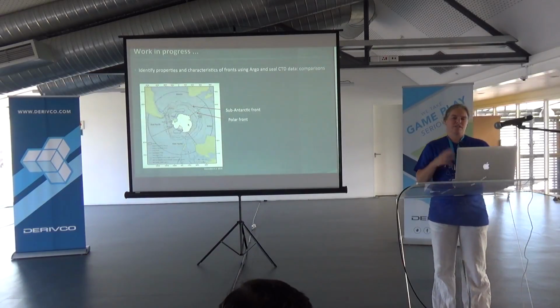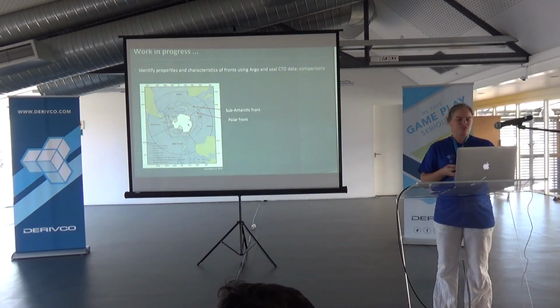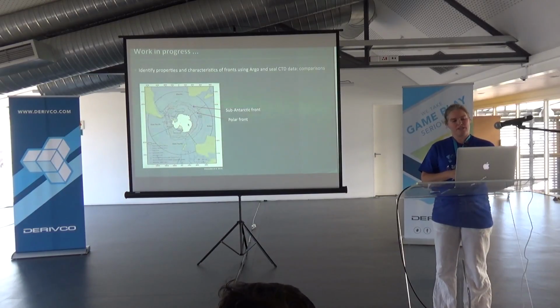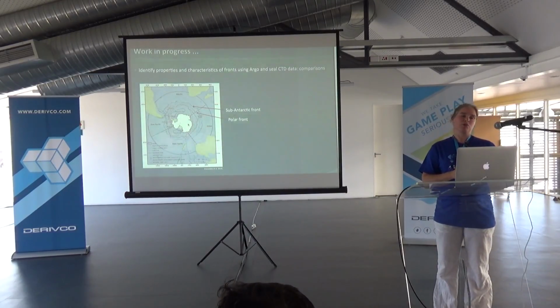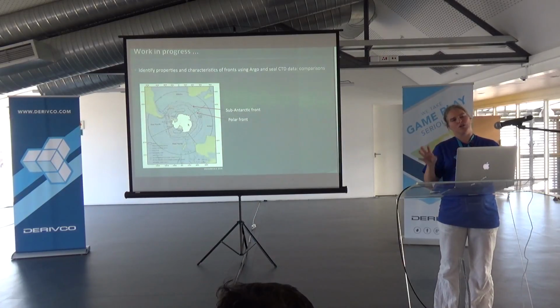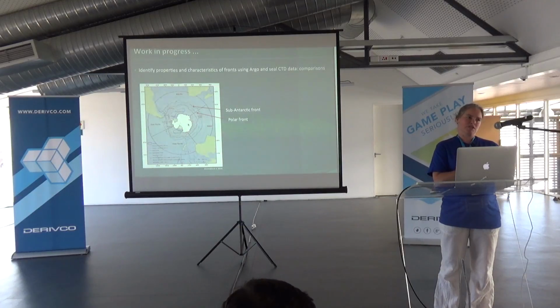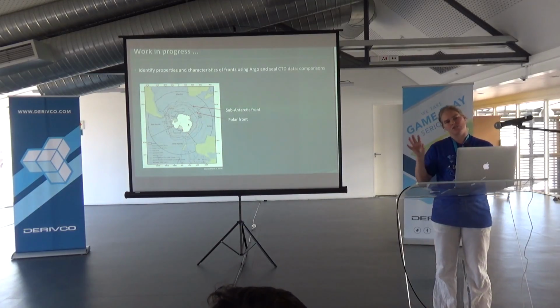Work in progress now for the second part of the study, which I'm not going to get to today, is now to take this data, the temperature and salinity data, and to use those to identify characteristics and properties of fronts, such as the subantarctic front and the polar front, which is what I'm mostly interested in, and to see how the seals compare to Argo, and in the places where Argo can't get in the wintertime or under the ice, how are the seals doing to actually plug that gap.